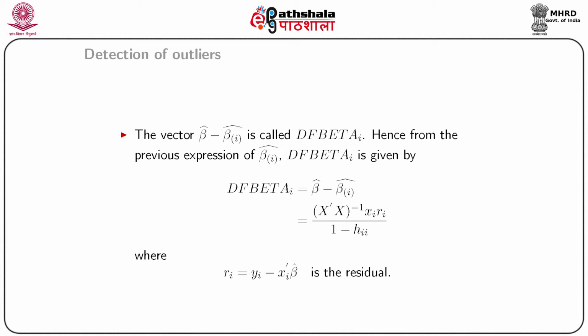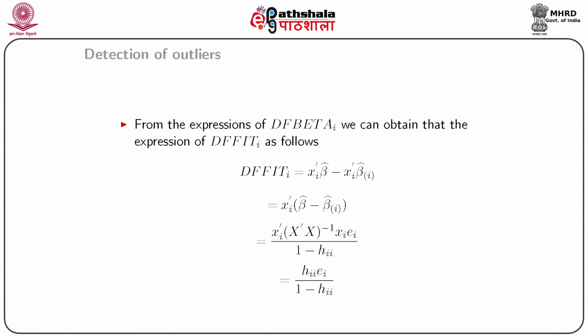Now, the other measure that we have talked about is DFFITS, where DFFITS is the difference between the estimated response from the entire dataset and the estimated response after we delete the ith observation from the dataset. That is, DFFITS is yi hat minus y subscript (i) hat. From the expression of DFBETAS, we can obtain the expression of DFFITS as follows.